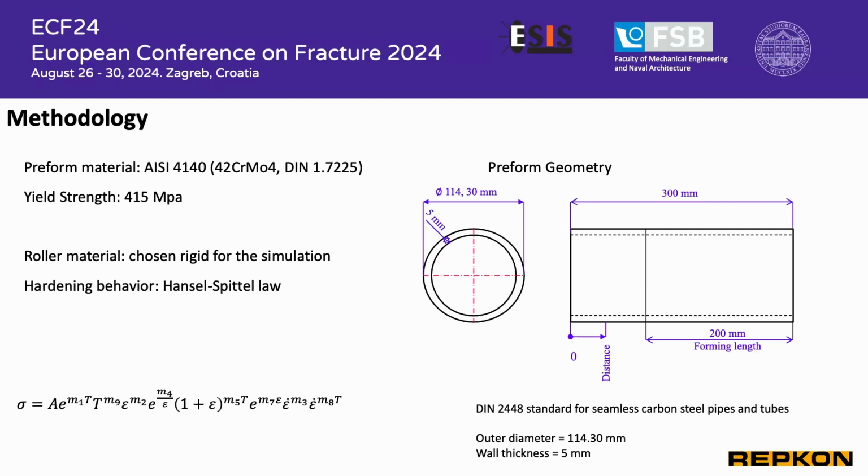As the preform geometry, we actually had roughly some geometry in our mind, but we have to comply with the standard. So we use DIN. Sorry for my bad German accent. If there is anyone coming from Germany, please accept my apologies. For seamless carbon steel pipes and tubes, there's a standard, and we chose from there to fit the geometry we had in mind. So these are the dimensions, not that important.